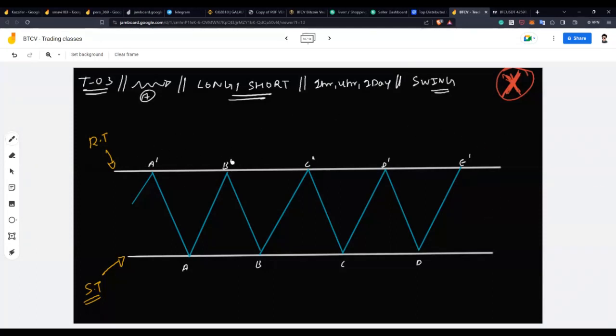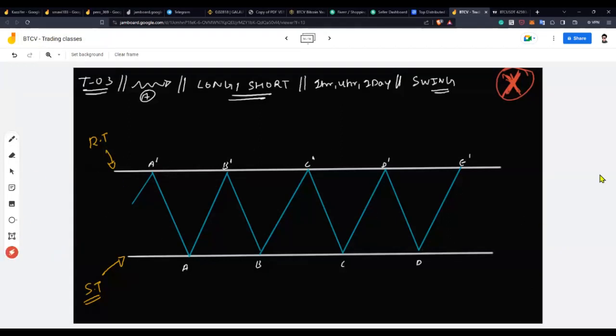But let's say I'm drawing a trend line now. I'm just drawing a trend line. I'm not drawing a zone. I'm just drawing a trend line. And the market is moving between these two trend lines. It's touching them again and again. The market is moving between these.